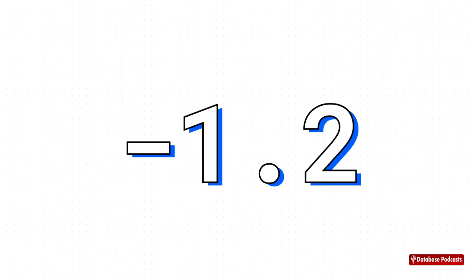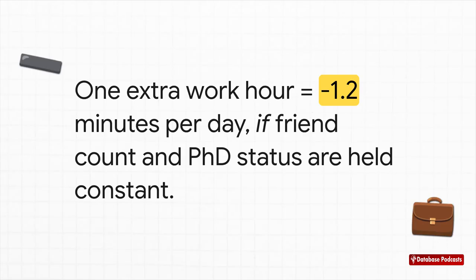Okay, so what about a negative number? Let's say we get a coefficient for daily work hours of negative 1.2. It's the exact same logic. This means for each additional hour a person works per day, we predict they'll spend 1.2 fewer minutes on the site. And again, this is always under the assumption that their number of friends and PhD status don't change. Each factor is interpreted independently.